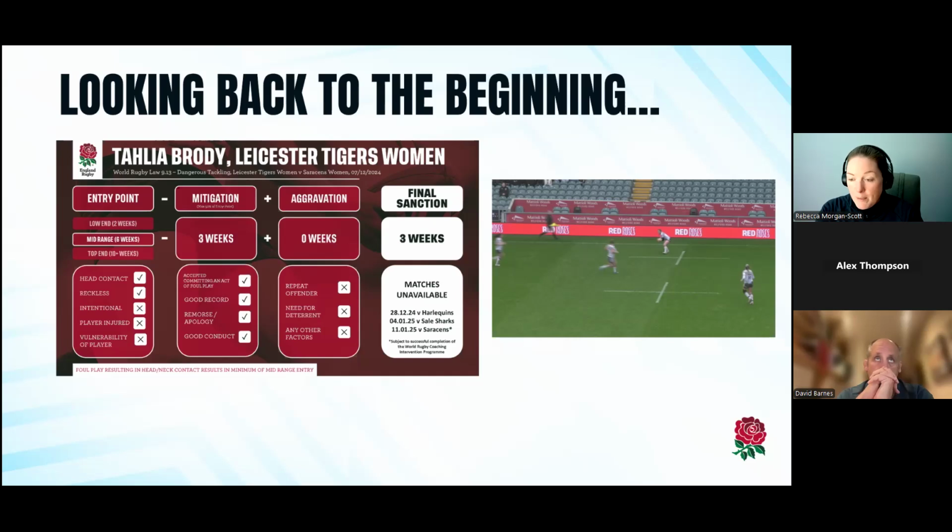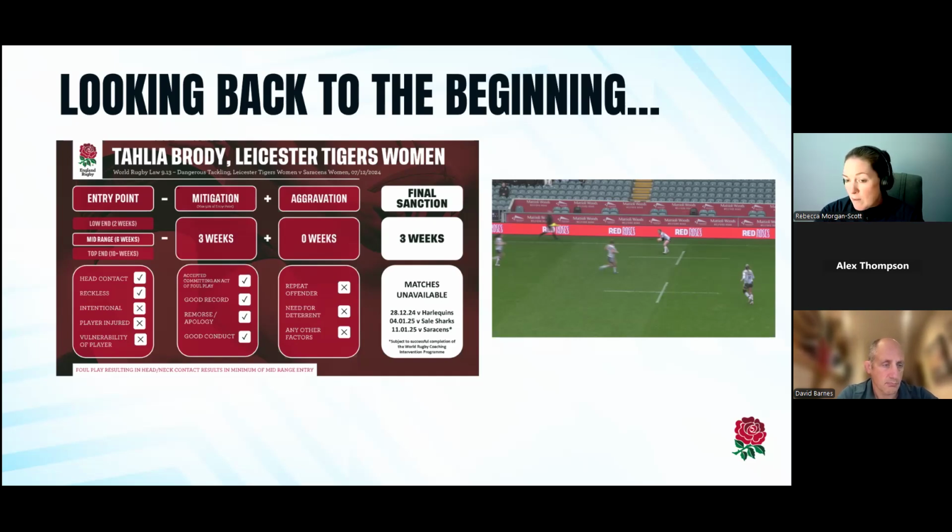Mitigation, the player was given 3 weeks. So accepted committing an act of foul play, had a good record, had apologised, showed remorse at the hearing, and had otherwise good conduct. So was given the full 50% mitigation. There was no aggravation applied, and then there's a list of matches there that the player was unavailable for.